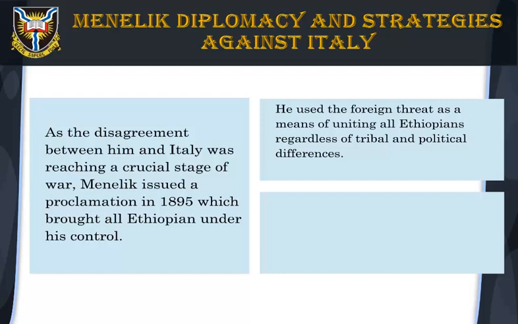Menelik's diplomacy and strategies against Italy. As the disagreement between him and Italy was reaching a crucial stage of war, Menelik issued a proclamation in 1895 which brought all Ethiopians under his control. He used the foreign threat as a means of uniting all Ethiopians regardless of tribal and political differences.